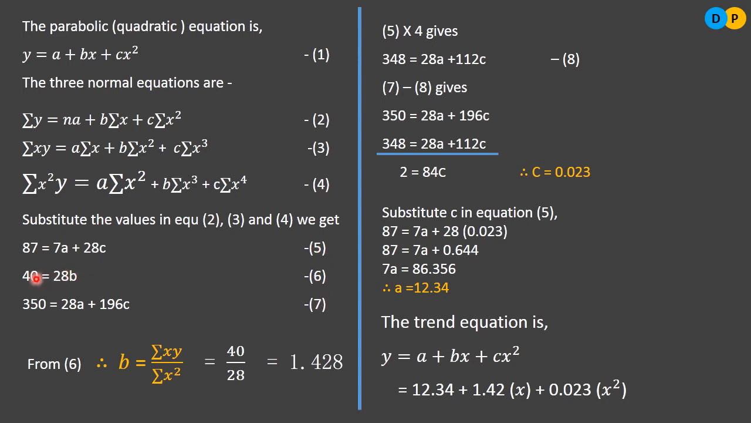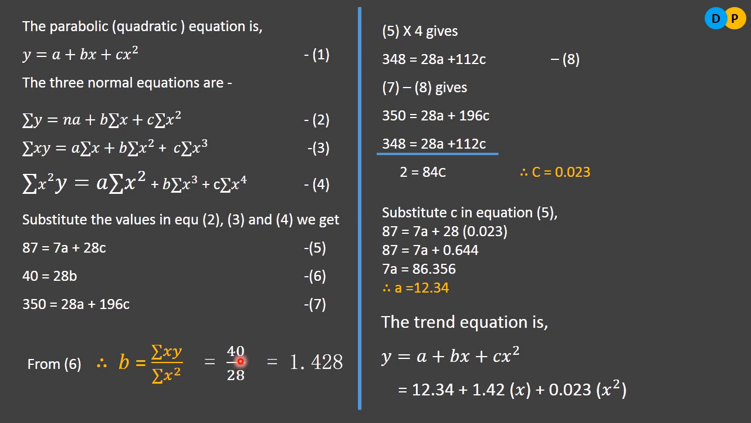Please notice here, directly we can get the value for b. From equation 6, b is equal to 40 by 28. What is the formula? We already know this formula. When summation x becomes 0, then summation x to the power 3 also becomes 0, and we are left with summation xy equal to b times summation x square. So b is equal to summation xy by summation x to the power 2.